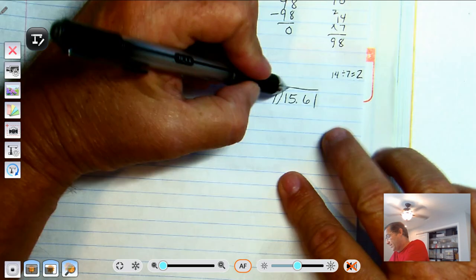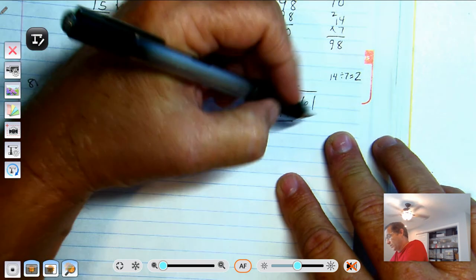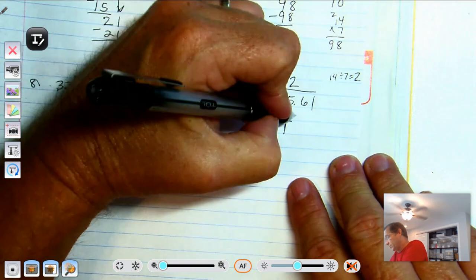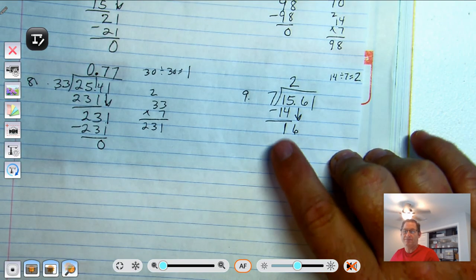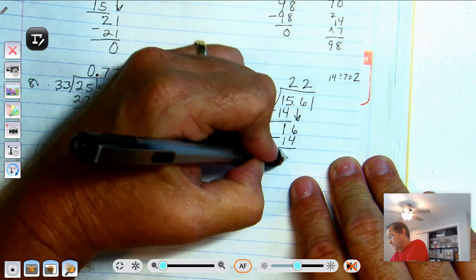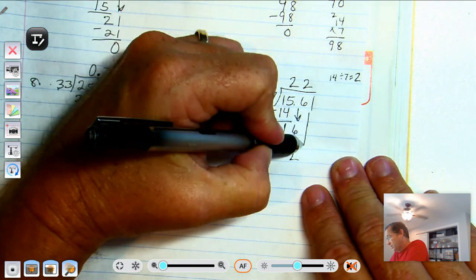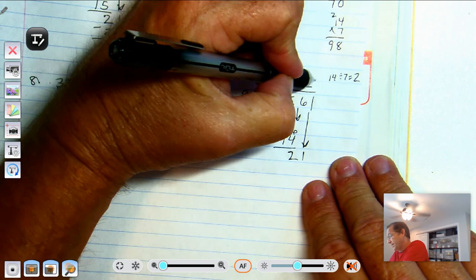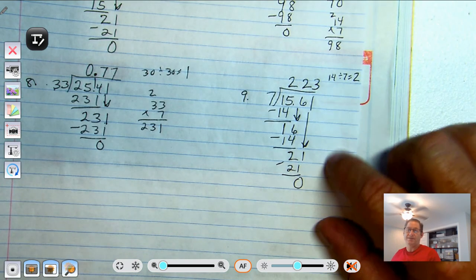All right, so how many 7s can I take from 15? 2. So 2 times 7 is 14. Subtract, we get 1. I can't share 1 with 7 groups, so let's bring down the 6 tenths. 16 tenths divided by 7. That's still going to be 2. 2 times 7 is 14. Subtract, we're left with 2. I can't share 2 with 7 groups, so let's bring down the hundredths. So 21 hundredths divided by 7. That's 3. Subtract, we're left with 0. There are no more numbers in the dividend.